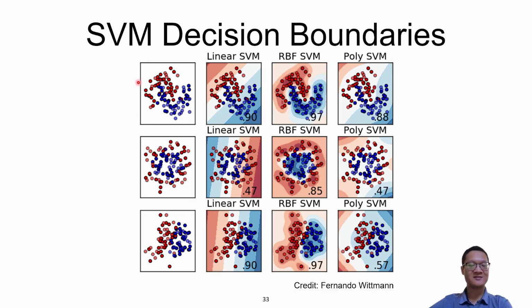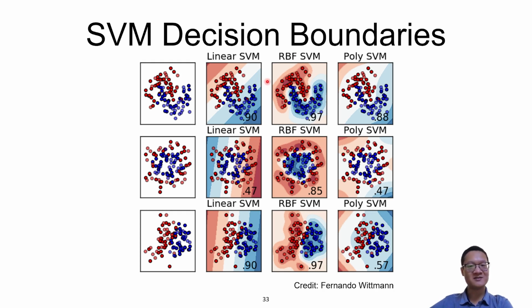So we can take a look at some examples. This is the raw data, three example data sets here. With a linear SVM, which means no features, only the last set of data points is separated reasonably well. The other two, we can already see that they're definitely not linearly separable.